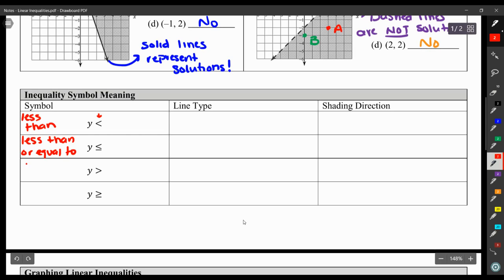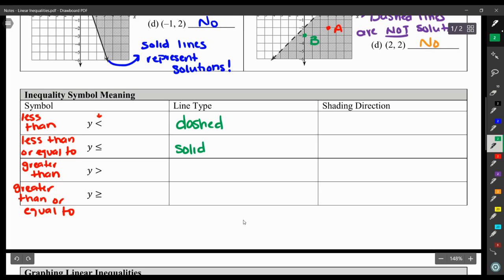The third symbol is a greater than. And the final symbol is a greater than or equal to. And this will matter because it determines our line type. So first, let's write out all the line types. So for a less than, you have a dashed line. For less than or equal to, you have a solid line. For a greater than, you have a dashed line. And for greater than or equal to, you have a solid line.